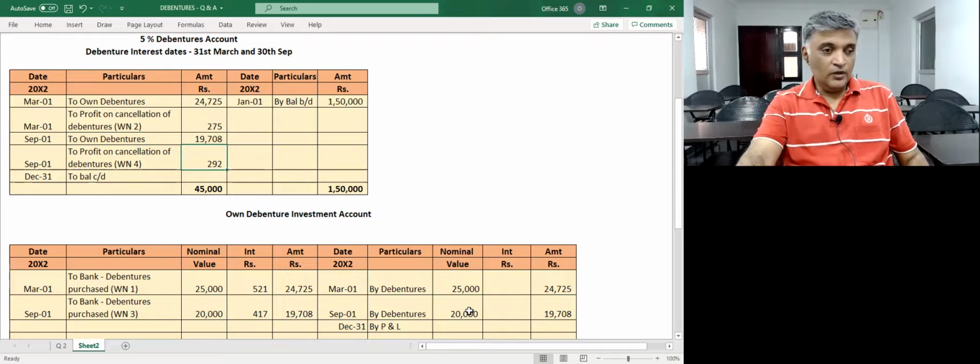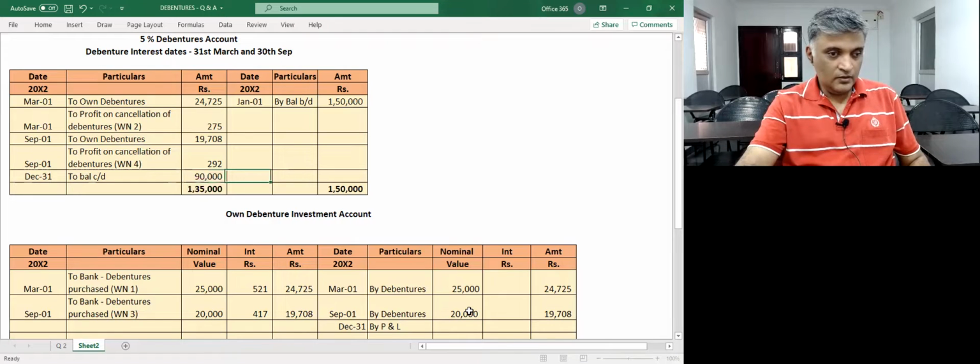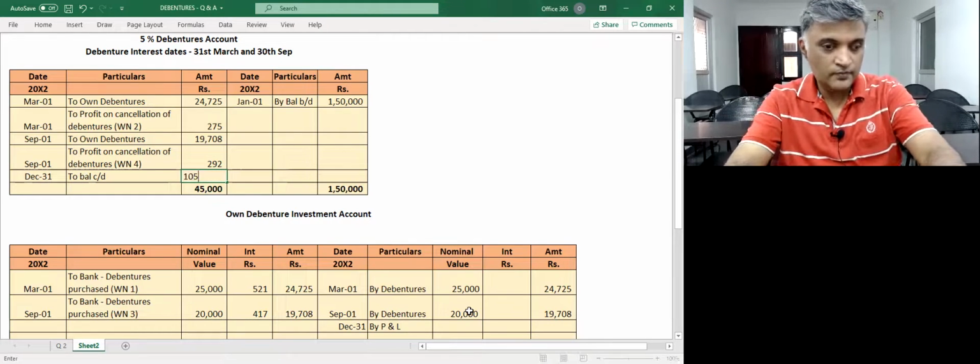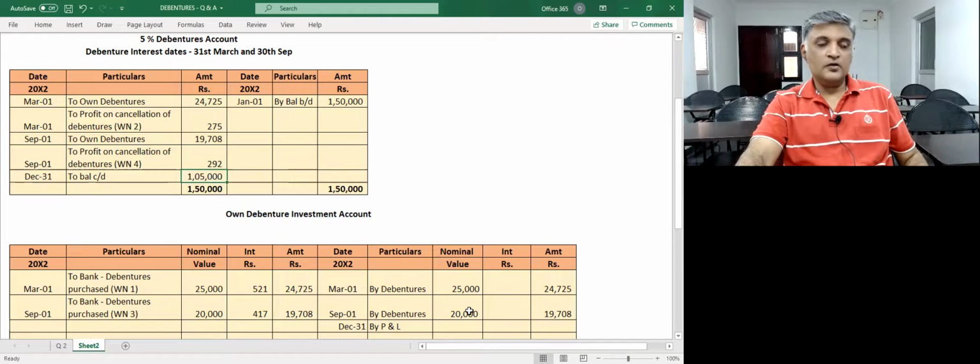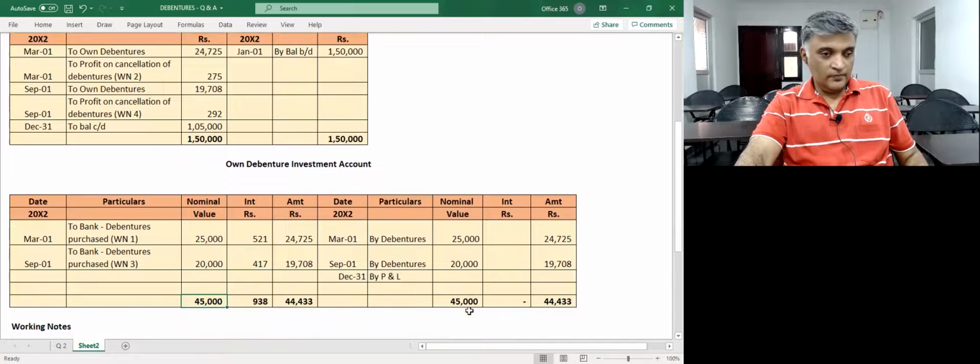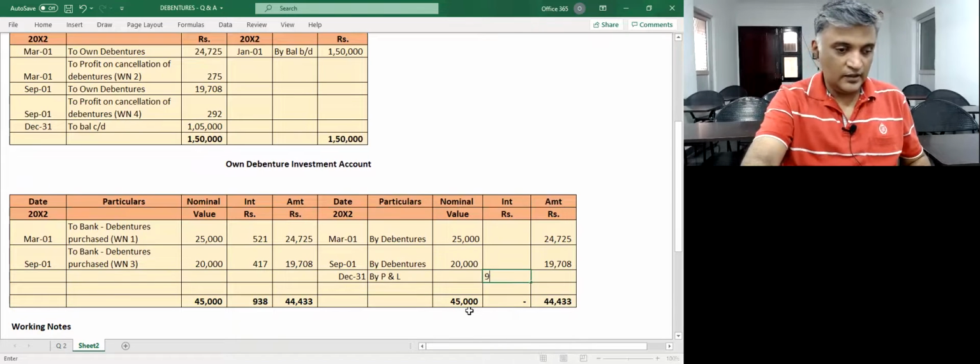Okay. Now, if you look at the final balance, you had debentures worth 1,50,000. But now that you have purchased debentures in the market, what is the closing balance you get? 1,05,000. That is the closing balance of debentures. So we have closed the debentures account. Now let's come to the own debenture account. Everything is done, but look at the interest column, 938. We will transfer that to the P&L account, 938.